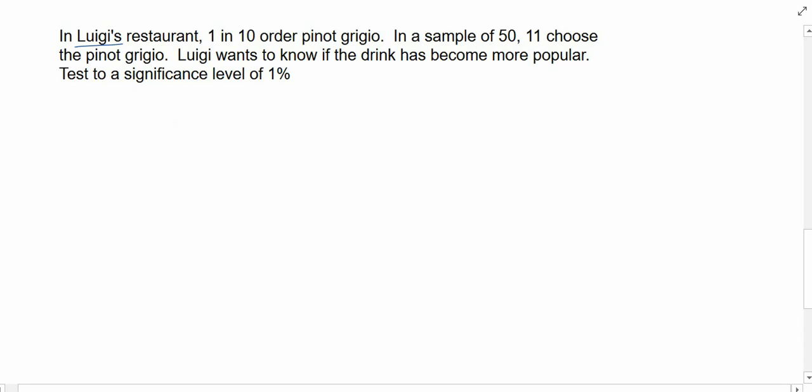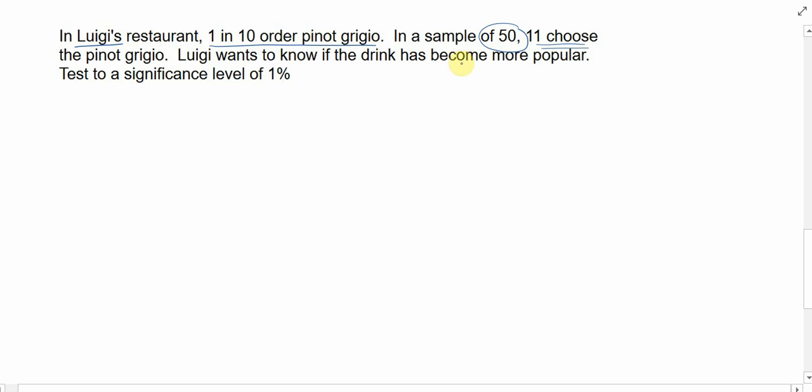In his restaurant, he knows 1 in 10 people order a Pinot Grigio. That's a white wine. That's from previous orders. So he knows that a certain number of Pinot Grigios he orders every week, so he doesn't want to run out. It's time to do a new sample. So he takes a sample of 50 and he has a result of 11.